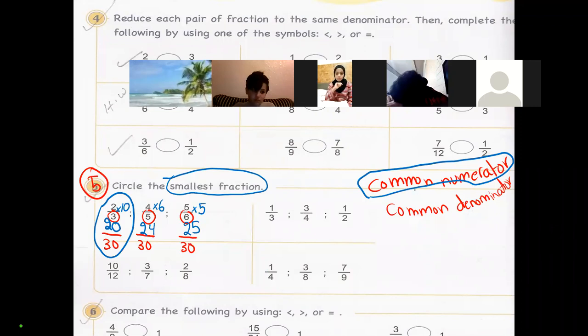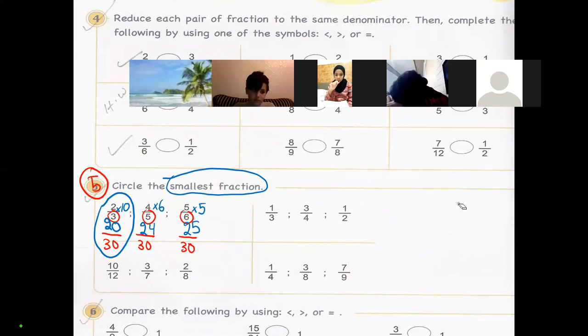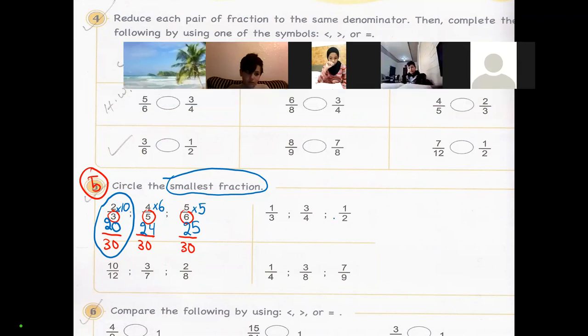Now let's do the second one: 1 over 3, 3 over 4, 1 over 2. Jawad Shamsuddin: Miss, is there a purpose to multiply? You can choose common numerator or common denominator, can we just skip? No, we have to multiply, Jad, because all have different numerators or different denominators.